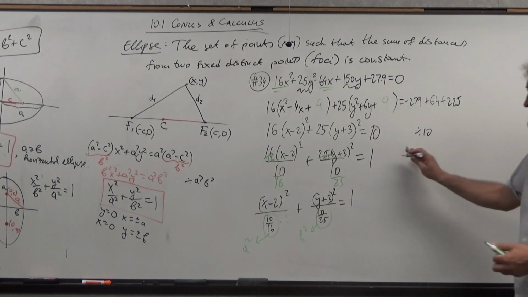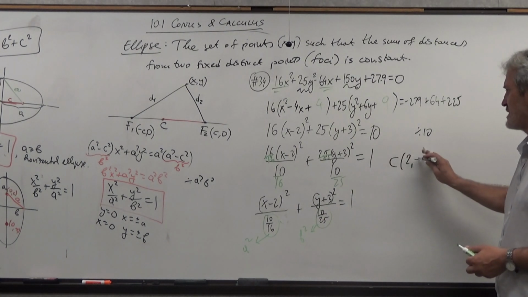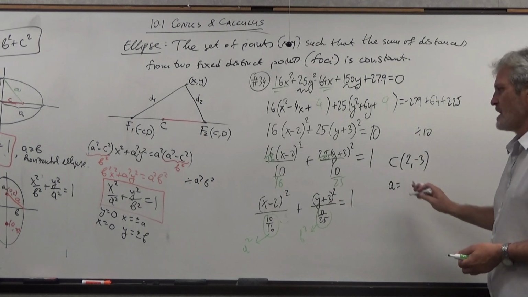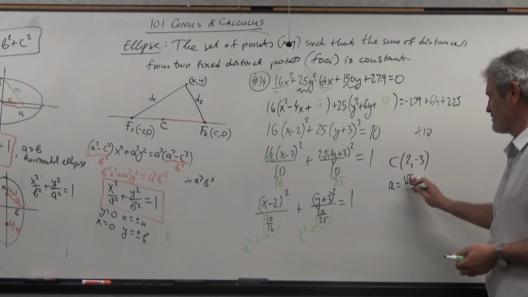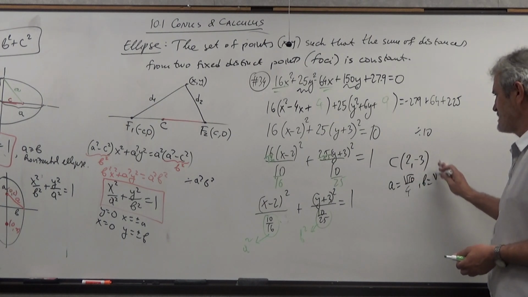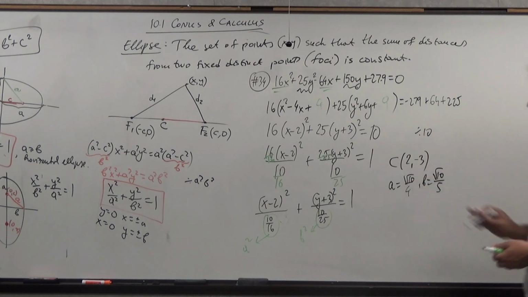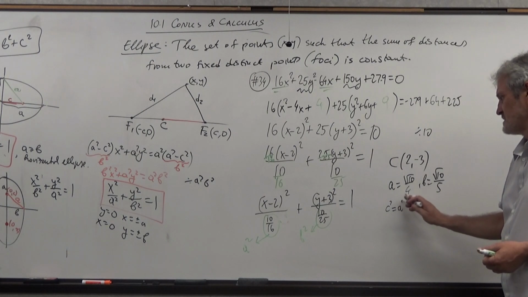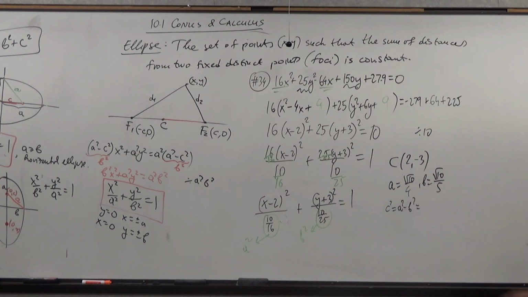So we'll say the following. What is the center? The center is 2, negative 3. How much is A? A is square root of 10 over 4. How much is B? B is square root of 10 over 5. How about C? Then we go: C squared equals A squared minus B squared, which is, what would that be?